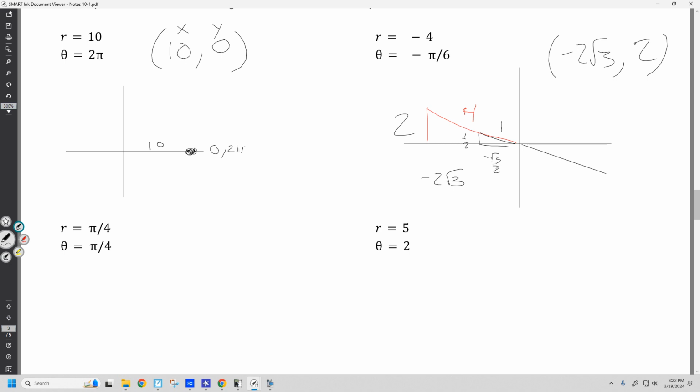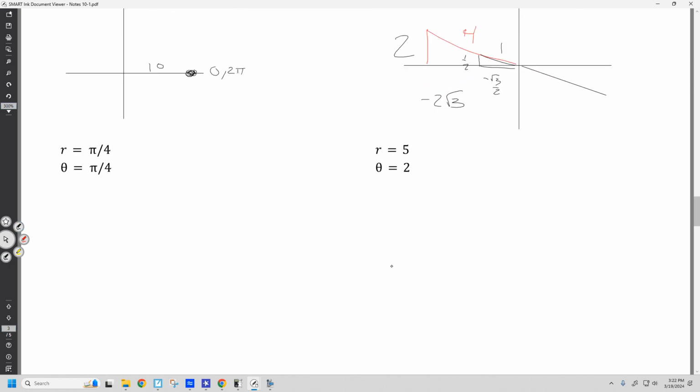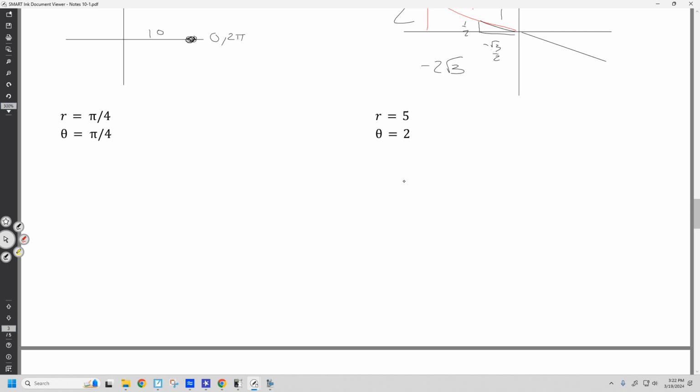The next one, a little trickier. The last one, the trickiest. If I'm traveling at an angle of pi over 4, a length of pi over 4. What do you get? Yep. It's just weird, but it's right.